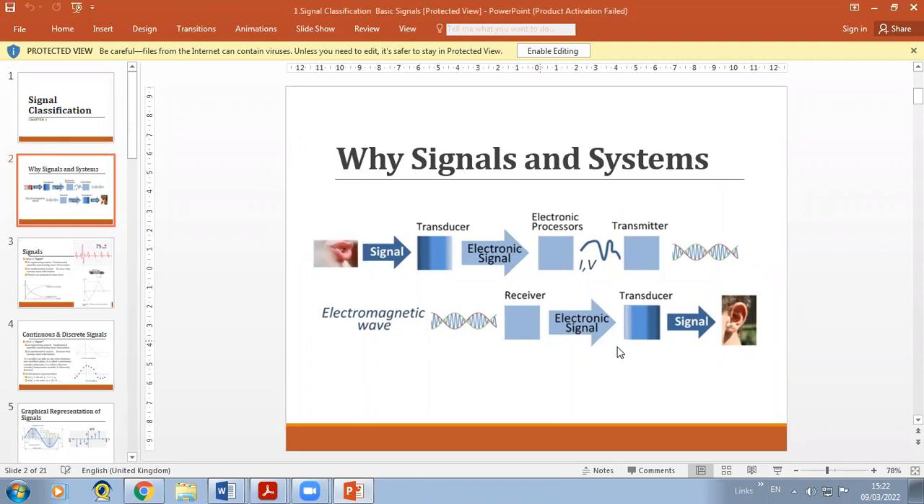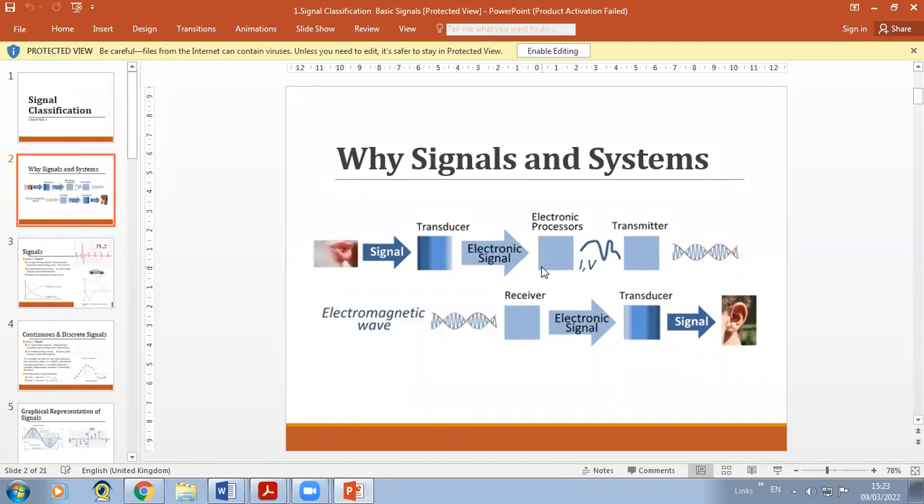So you can see that this is a very simple fundamental communication system, but at many stages we have to deal with signals. So this is the importance of signals. And why systems? What are the systems here? If you think about it, this whole process is a system. You input something and you get the output. So that is a system. Still, we are not talking about systems; we are still talking about signals.